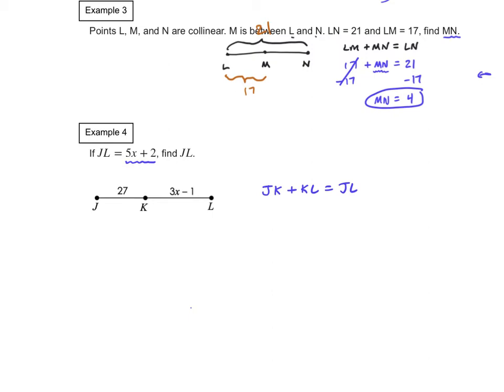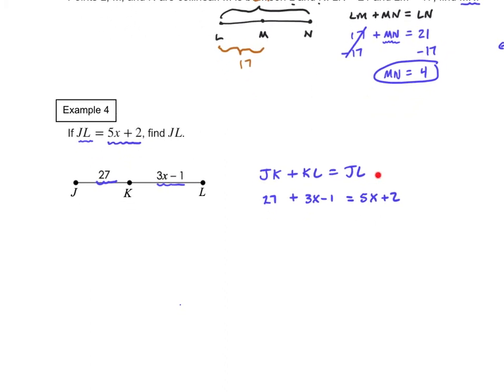So I can do some substitution. JK is 27 right here. KL is 3x minus 1. And that is equal to the entire thing. And they told me that JL was equal to 5x plus 2. Now I have an equation set up. I used my definition, I did some substitution, and now I can simplify. So here, let's see, I'm going to combine like terms over on this side first. I can combine that stuff. So I have 3x plus 26 is equal to 5x plus 2.